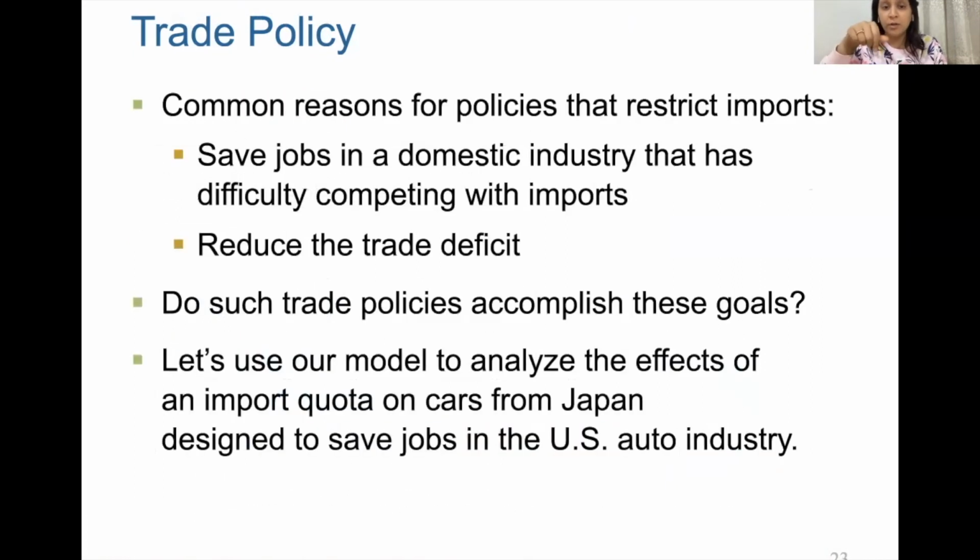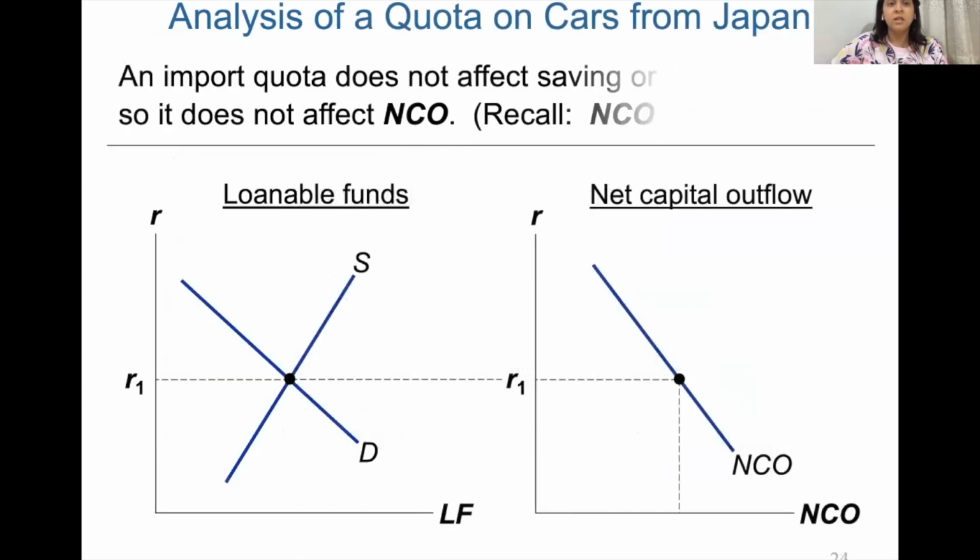Now we're trying to analyze, in our model, the effect of an import quota on cars from Japan, in order to save the jobs in the US automobile industry. So this is the market for loanable funds and this is the net capital outflow diagram. An import quota is not going to affect your NCO, because NCO is essentially savings minus investment, right? As you learned, it's the same equation that savings equals NCO plus I. We've just taken I to that side. So if savings and investment are not impacted, NCO is not going to change in case of a quota, right?